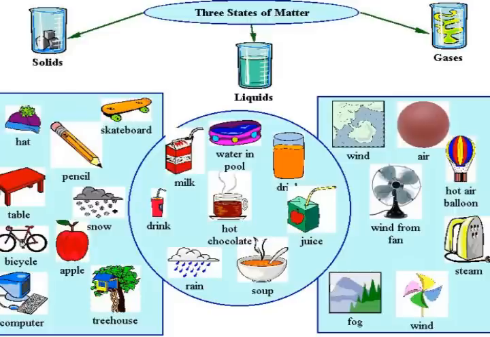In the middle you find examples for liquids. You can find water in a bowl, you can find milk, drink, juice, soup, hot chocolate, and rain. These are the examples of liquids you can see around you. At the right of the picture, you can see wind, air, hot air balloon, wind from a fan, fog, steam. All of them are examples of gaseous states.